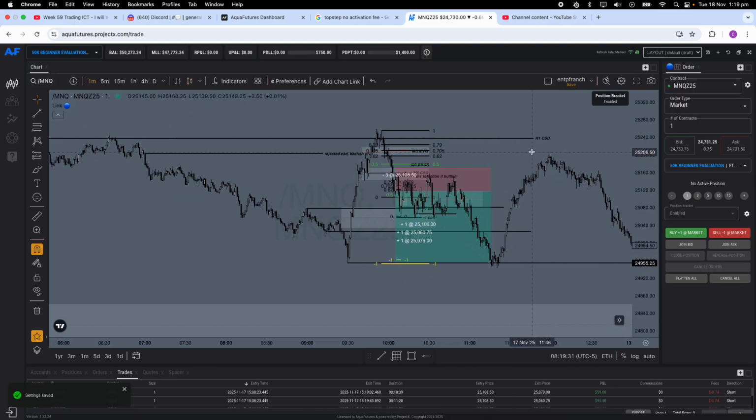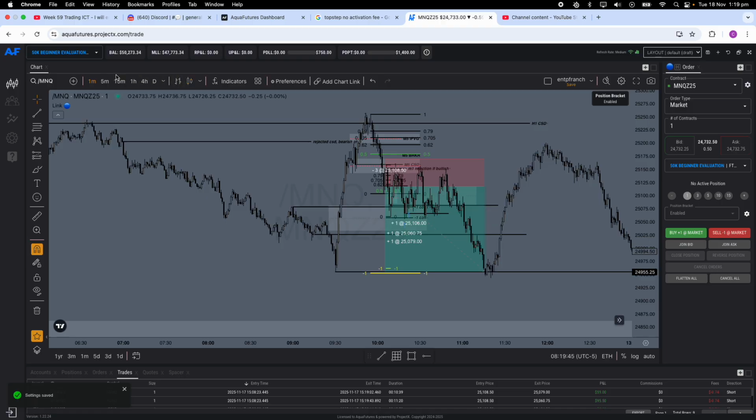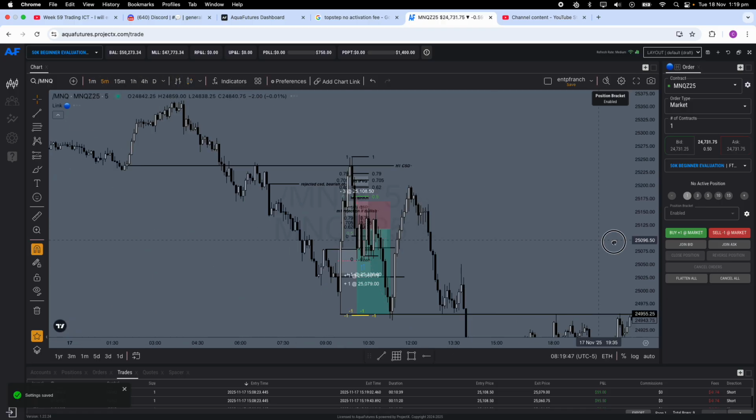So that is the full trades. You can see every fault that I have. I'll keep the markings on. I'll just do a really quick breakdown.